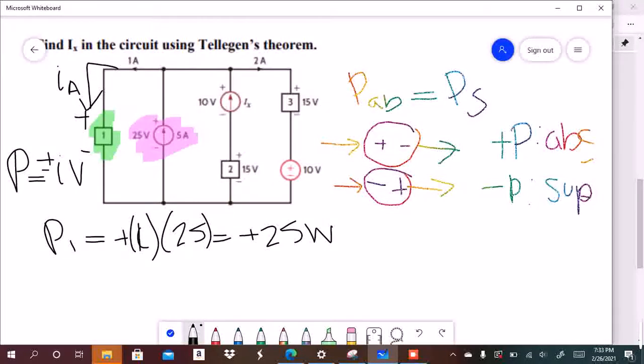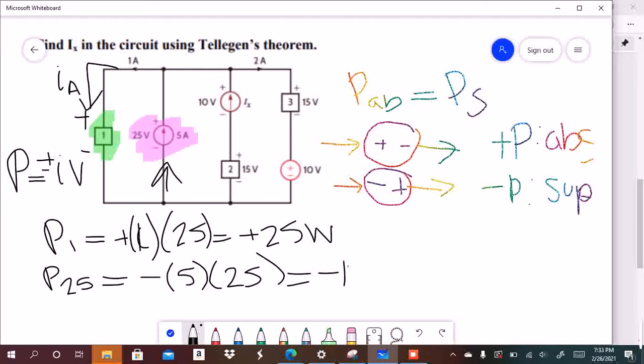So now we're going to come through here, and the power of the 25 volt source is equal to, it enters the negative side. The current is 5, and the voltage is 25. Negative 125 watts.